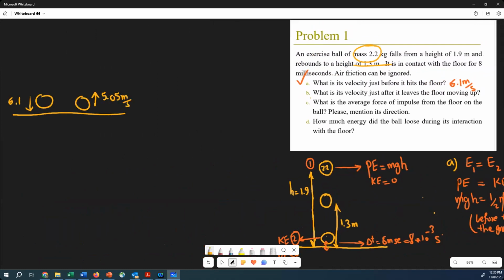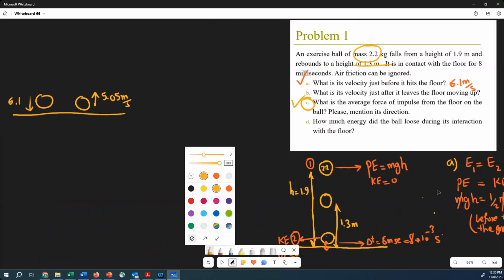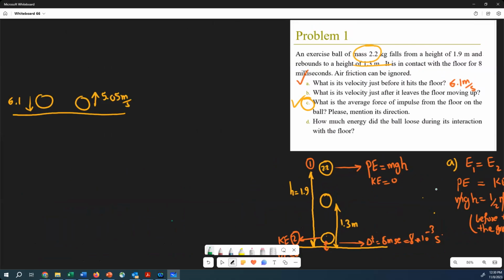For calculating part C, I can use the impulse-momentum theorem right now. Good. J is equal to delta P. So this is going to be the final, and this is going to be the initial. So again, J is F times delta T, equal to delta P, which is going to be mass VF minus mass VI.